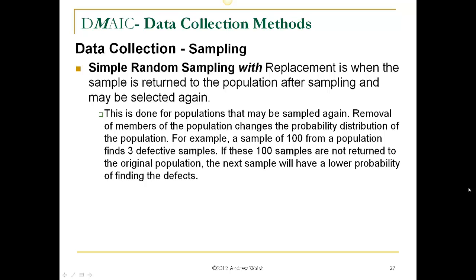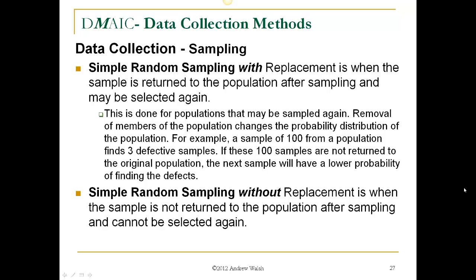The removal of members of the population changes the probability distribution of the population. Every time you take some samples out, you've changed the characteristics of that population. For example, a sample of 100 from a population finds 3 defective samples. If these 100 samples were not returned to the original population, the next sample will have a much lower probability of finding the defects.